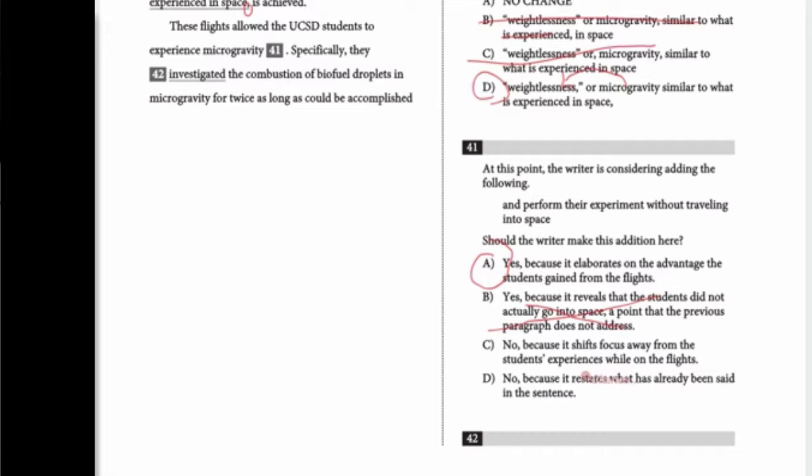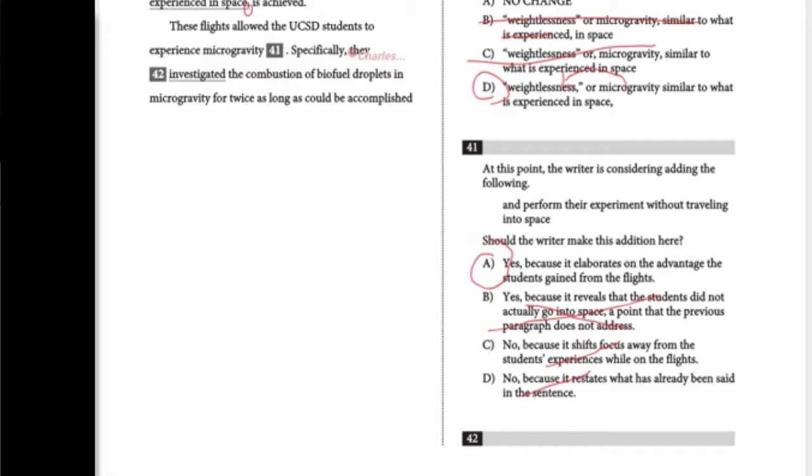It already restates. No, it doesn't restate it. Definitely not. It's not shifting focus away. It's explaining what the benefit of the flights did for the study of microgravity. So A, yes. 41 is A.